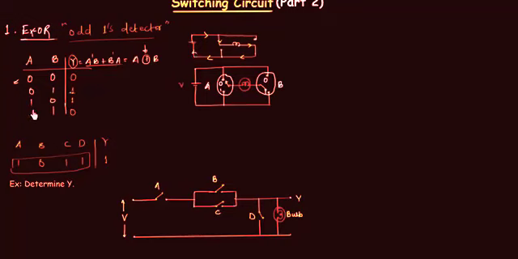We will consider the third case now, and the third case is just the opposite of the second case. A is now connected to 1 whereas B is connected to 0, and again there will be a flow of current like this. You can clearly see the flow of current like this. And for the last case, when both A is connected to 1 and B is connected to 1, we don't have any flow of current through the bulb. So this is how the switching circuit of XOR gate works.